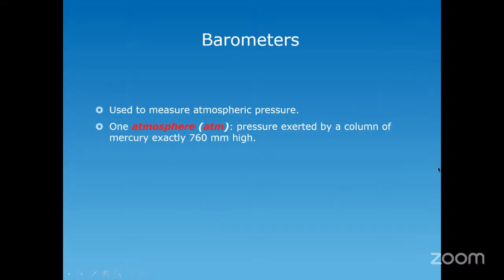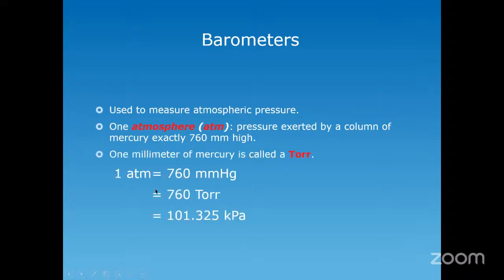So this is where the atmosphere unit comes in. It was defined by the pressure exerted by a column of mercury that is exactly 760 millimeters high, right? So therefore, based on that definition, 1 atmosphere is equal to 760 millimeters mercury. And also the millimeter mercury unit and the torr unit are the same. The torr unit is named after an Italian physicist known as Torricelli, right? And it's also equal to this value expressed in kilopascal, right?